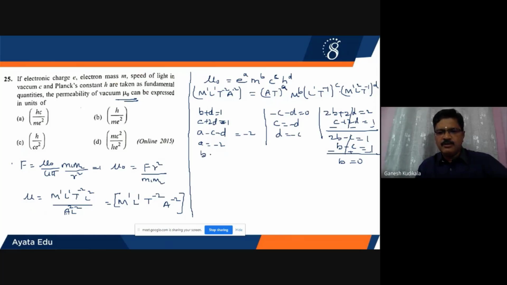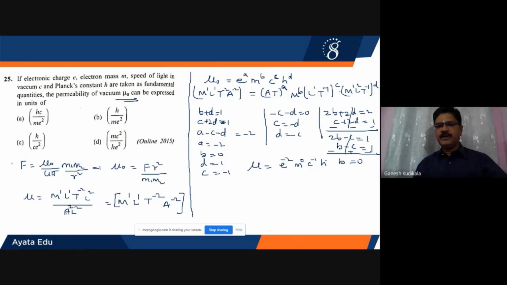Then b will be equal to 0, d will be equal to 1, c will be equal to minus 1. Now let us go back and substitute the values in the given expression. P mu is equal to e to the power of a, a will be equal to minus 2, and m to the power of b, b will be equal to 0, not required that one. And c to the power of c is minus 1.